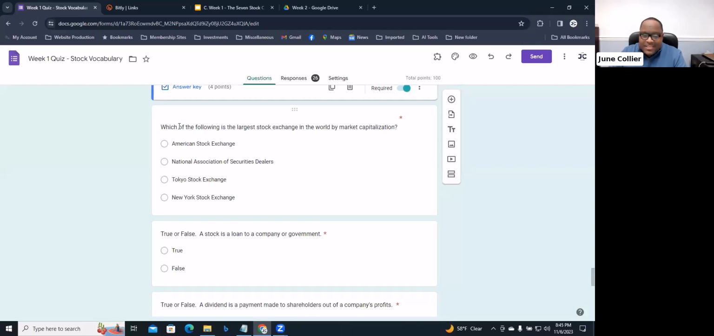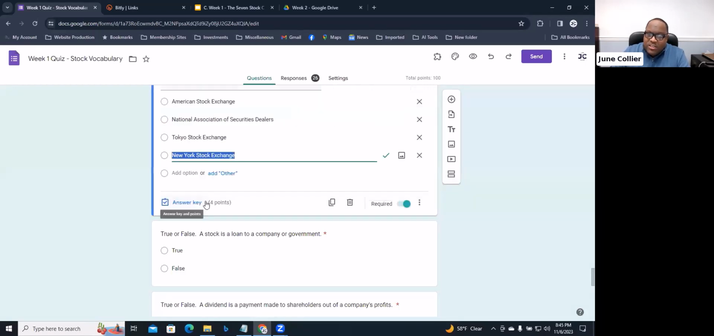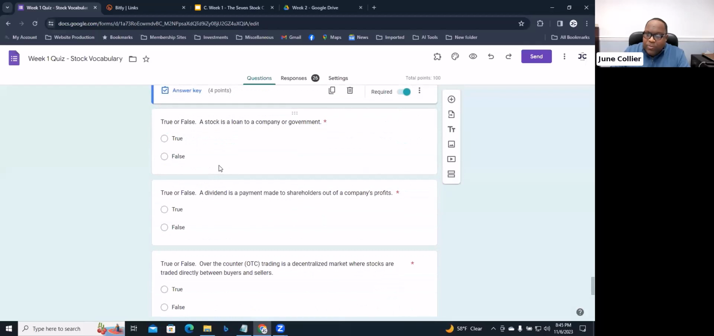Technical analysis, I don't think I did a question on technical analysis, but technical analysis tracks the mood of the market. Like it's more chart reading, where you read the charts and one line is crossing over another line. That is technical analysis. Which of the following is the largest stock exchange in the world by market cap? That would be the New York Stock Exchange. And we got a few more.